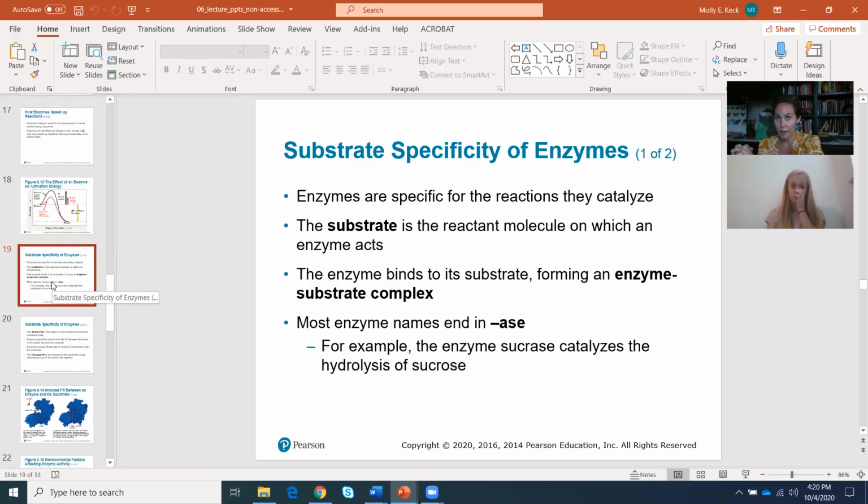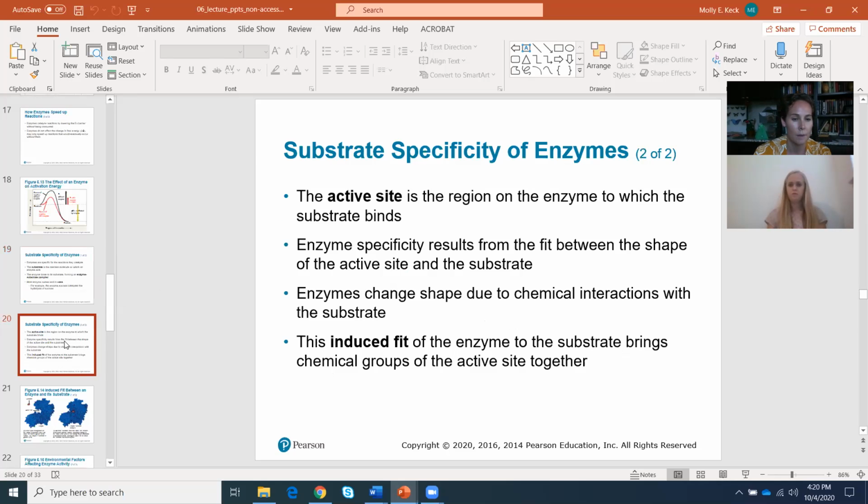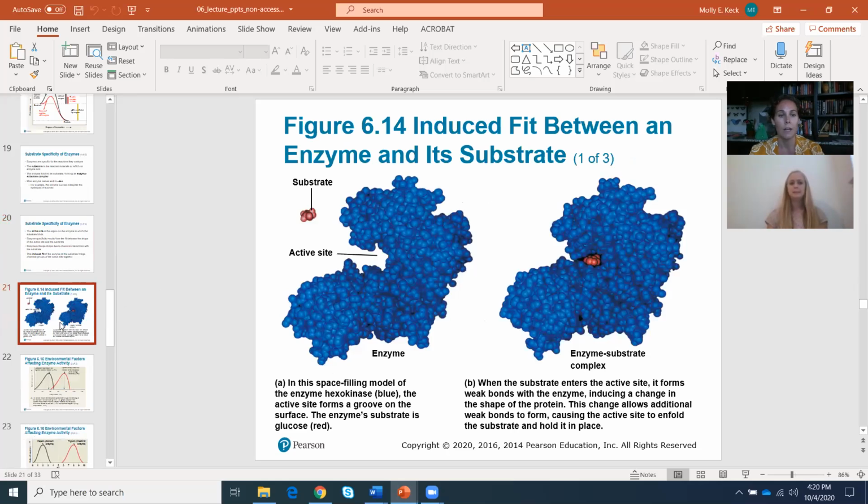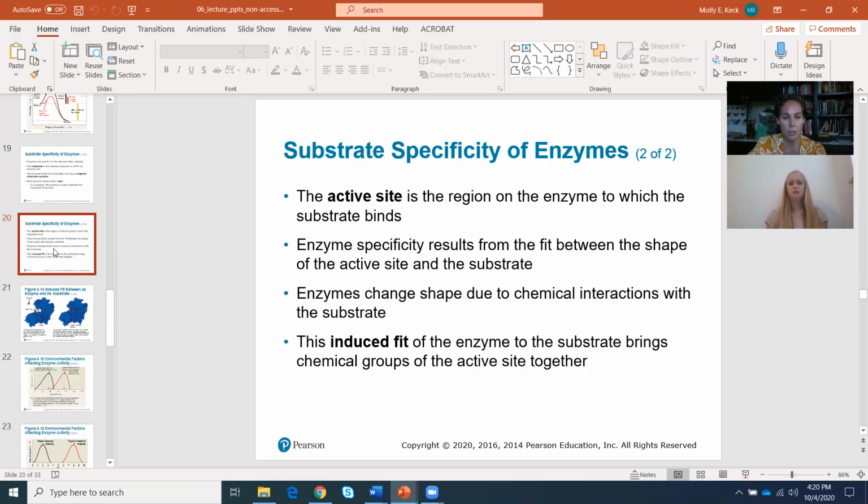And then when the products are made, it'll spit that enzyme out and it comes back around to grab onto another substrate. So I want to go and show you here. Well, I guess not. Let's look at the key terms first.